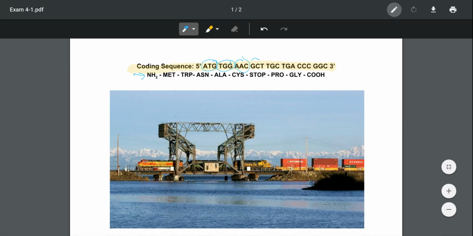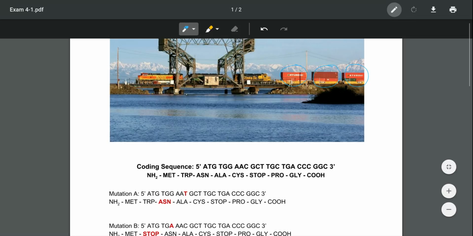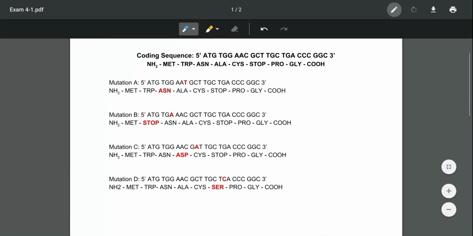And I like to view a sequence as a train and each of these codons as boxcars. So below is our sequence train and our amino acid boxcars. Go ahead and keep that analogy in mind as we work through these mutations. So first, I'd like to point out that in each mutation, you're going to see a single nucleotide base that is changed and represented in red, which means that we're going to be dealing with point mutations.